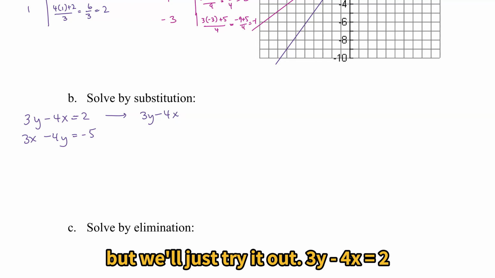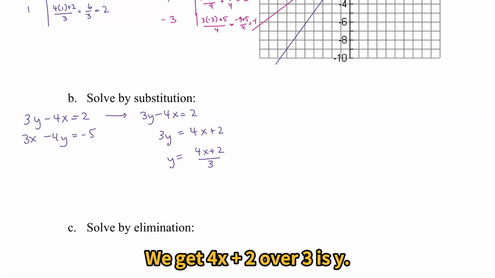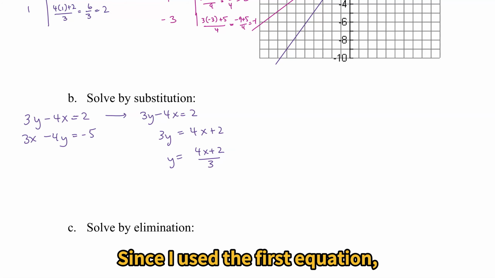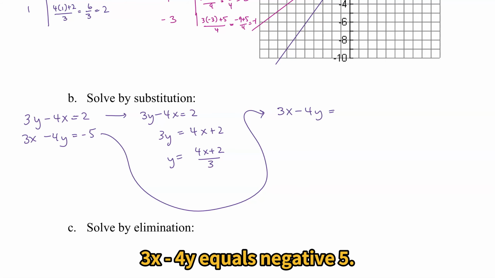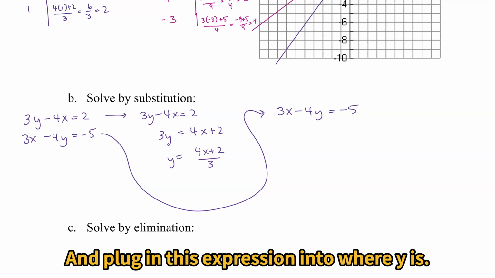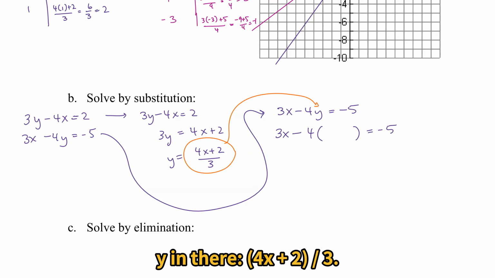No particular reason that I'm doing it, but we'll just try it out. 3y minus 4x equals 2. Add 4x. Divide by 3. We get (4x plus 2) over 3 is y. Since I used the first equation, I'm now going to use the second equation. 3x minus 4y equals negative 5. And plug in this expression into where y is. So 3x minus 4y equals negative 5, and we'll stick that y in there, (4x plus 2) all over 3.